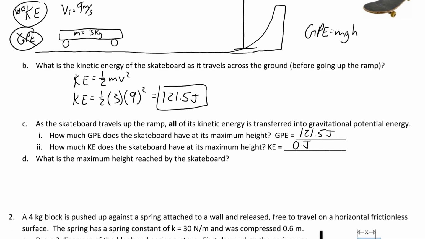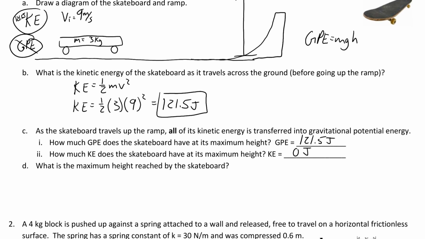And that leads us to D. It says, what is the maximum height reached by the skateboard? So now you could do your GPE is equal to mgh, and this is 121.5 joules is equal to the mass, which is 3, times 9.8, and now you're looking for h, so you get h is equal to 4.13 meters. So that's your height.